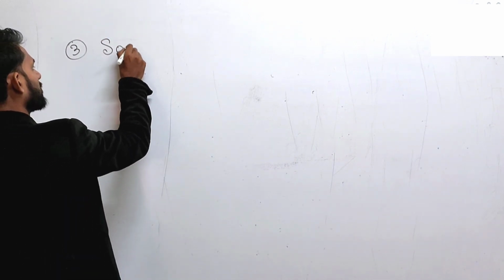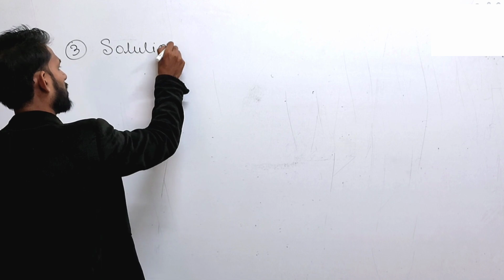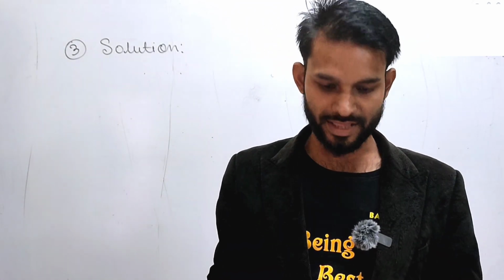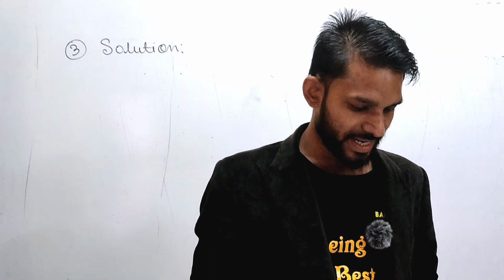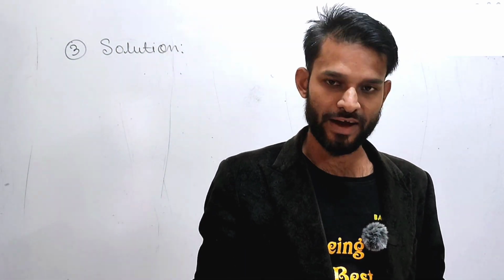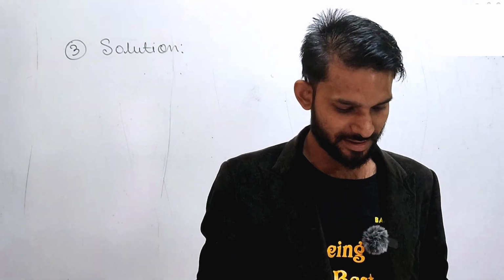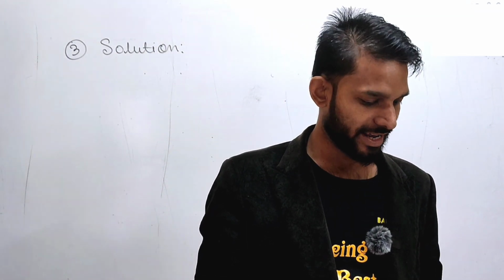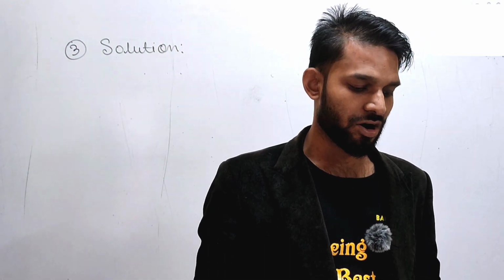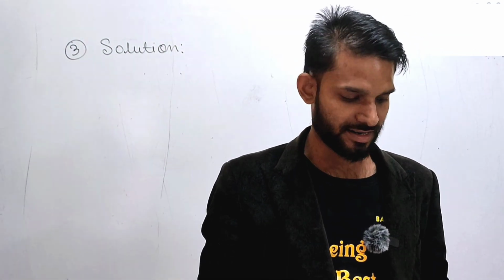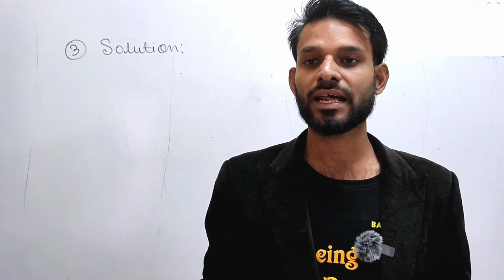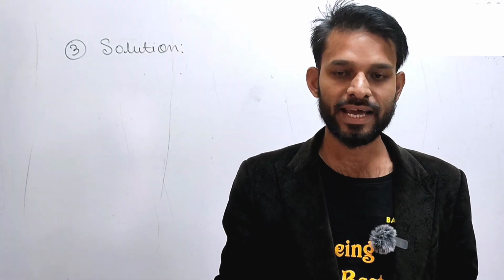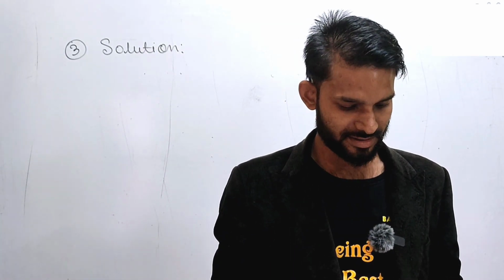Solution. Let us read this question once again. Malika has a 4 by 5 meter long ribbon. She cut off half of it to tie on her hair. What length of the ribbon did she cut? So the total length of the ribbon, Malika has how much? 4 by 5 meter long.